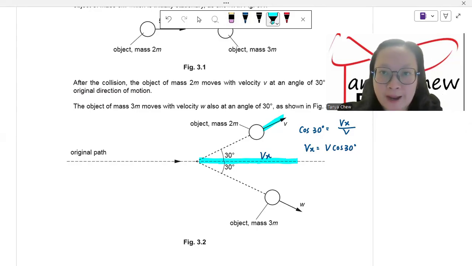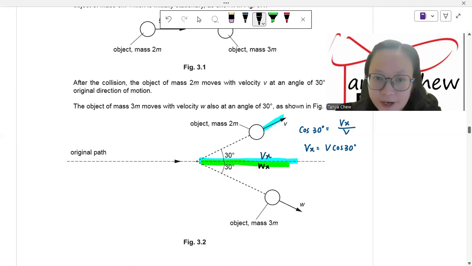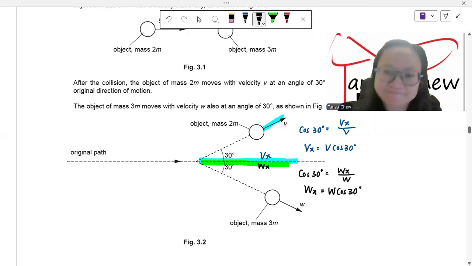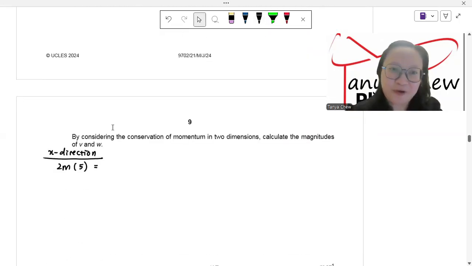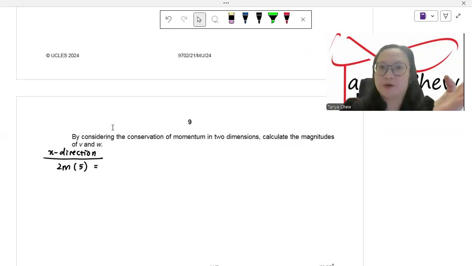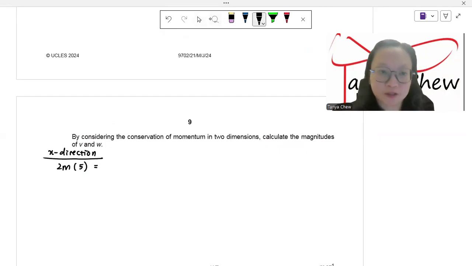And what about mass 3m? I will use a different color for mass 3m. Mass 3m is moving downwards while going to the right, so you can resolve it in the right direction as well. This is the Wx direction. I use adjacent. Cos 30 is equal to Wx over W. Wx is equal to W cos 30. Everything else will be positive because the directions of 2m and 3m are both to the right side, so they take the positive direction.